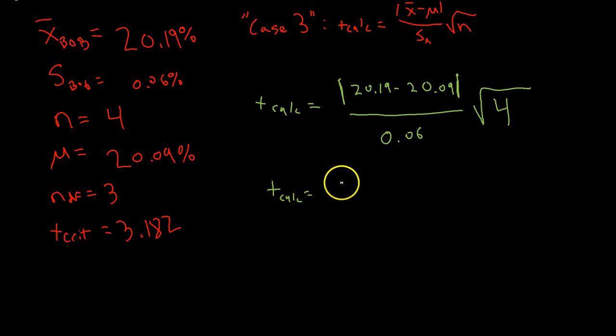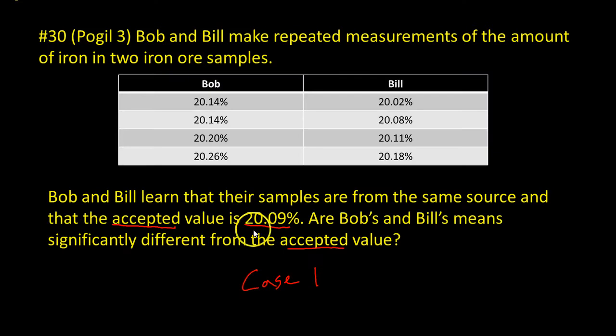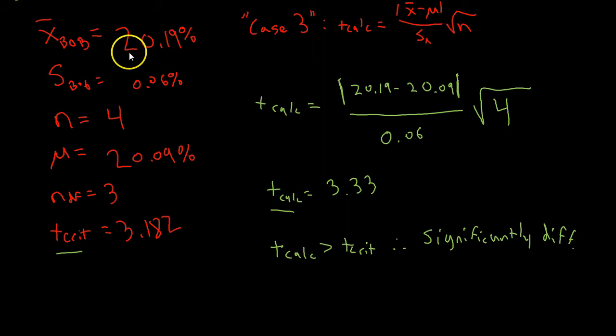So you calculate this out, and you get t calc equals 3.33. T calc is greater than t critical. Therefore, these are statistically different. So what we're seeing is that we have this accepted value, 20.09, and Bob is measuring 20.19, and he's significantly off.